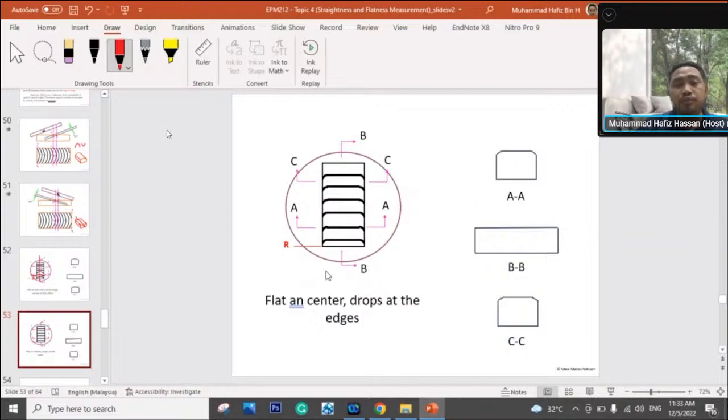So if you can see the reference, R refers to the contact. Flat at the center, drop at the edge. So you can see they have an edge. They're flat at the center here. Here they have a flat surface because they have what we call a straight line, and then at the end they have an edge. So it's actually very straightforward.